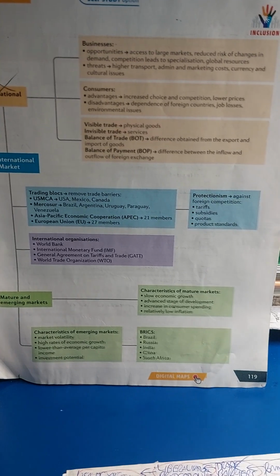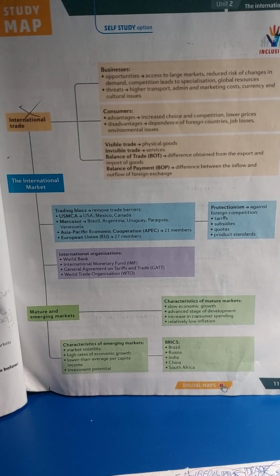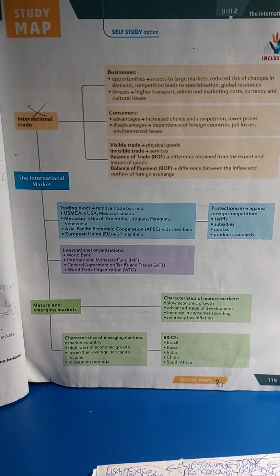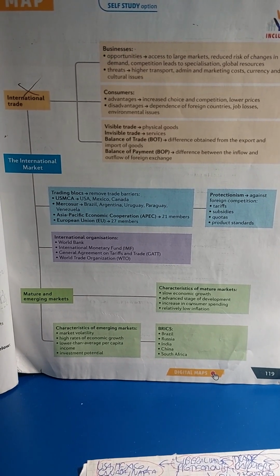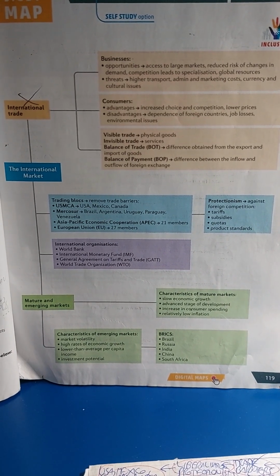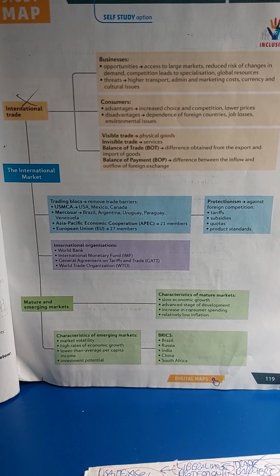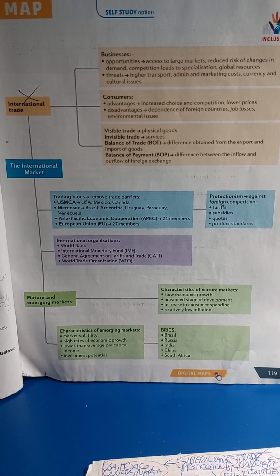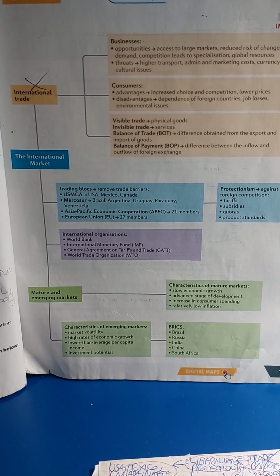liberalization. For example, China and India promote trade liberalization and have the best economy in the world, China and India, okay? And trading blocks promote protectionism. Protectionism is a policy that protects domestic products against foreign competition, and the main measures of protectionism are tariffs, subsidies, quotas, and product standards.